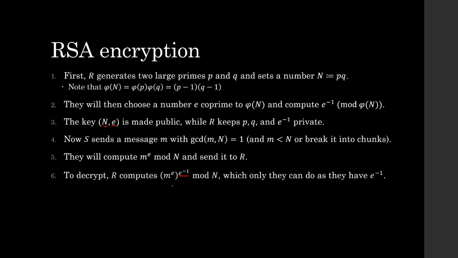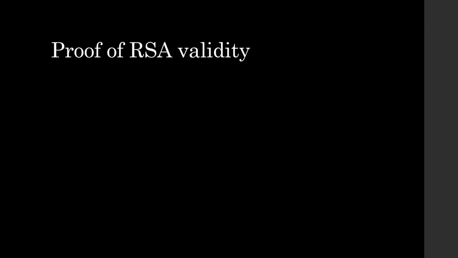Because keep in mind, I can't just do M to the E times E to the minus 1 and note that E to the minus 1 is congruent to 1 or anything, because first of all, that's only in phi of n, and you can't do that to exponents anyways, as we've seen before. So let's look at a proof of why this is valid, right? What we want to show is that M to the E minus 1 is congruent to M mod N. So that's what we want to prove right here.